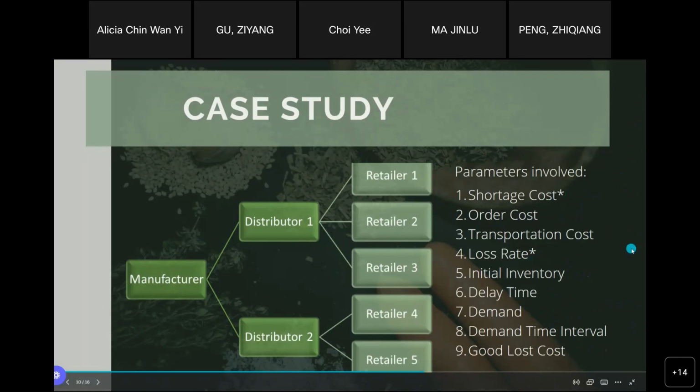So for your information, shortage costs are different under various service levels F, and the loss rate also depends on the number of storage days. So the higher storage days will lead to a higher loss rate.